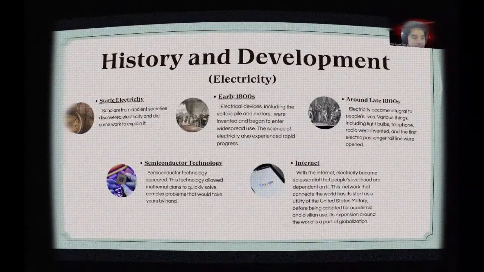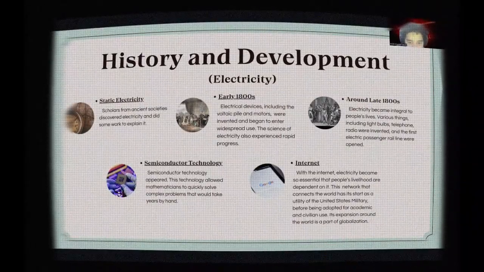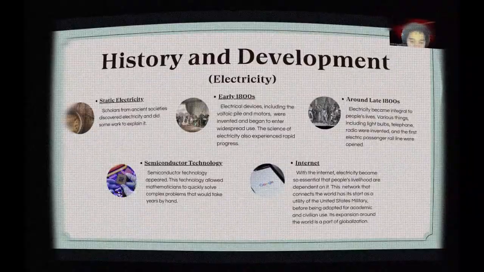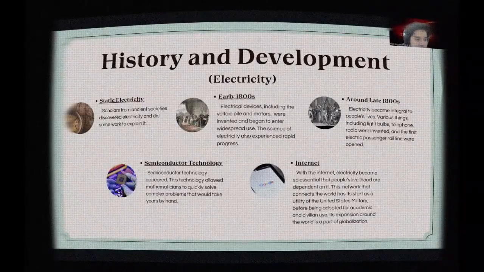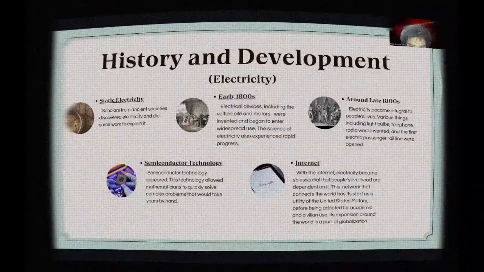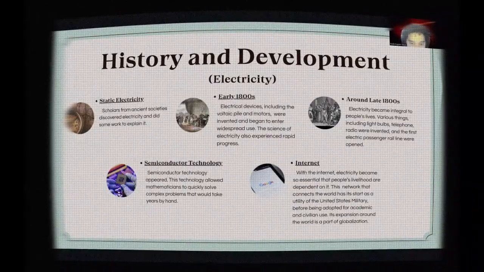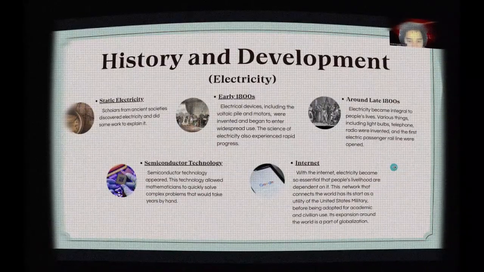In the year 1983, the internet was discovered and became an essential part of the United States military. Basically, the internet remained with the United States military until 10 years later, in 1993, when it was adapted for academic and civilian use.